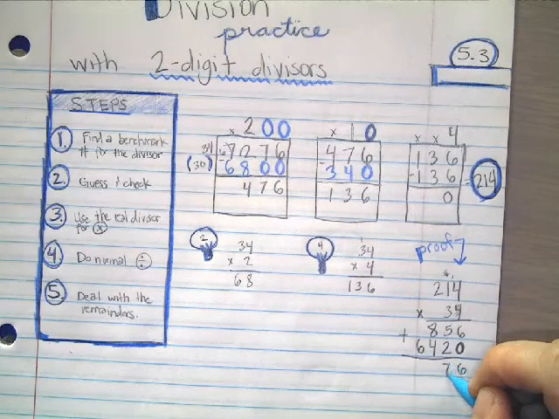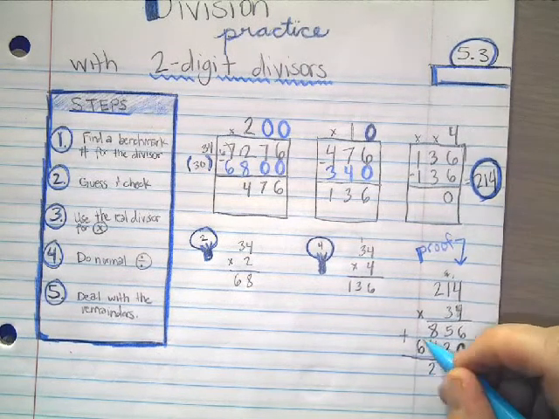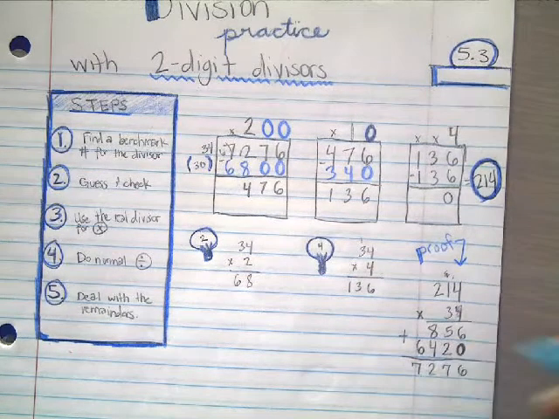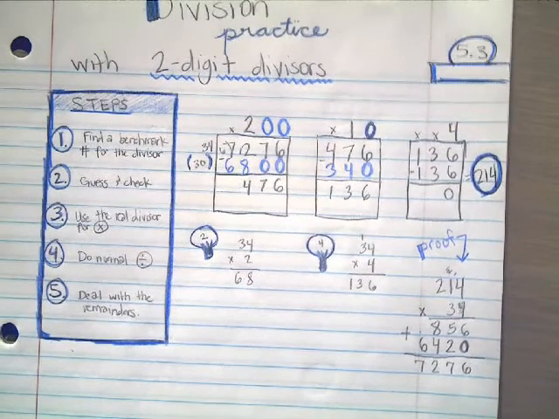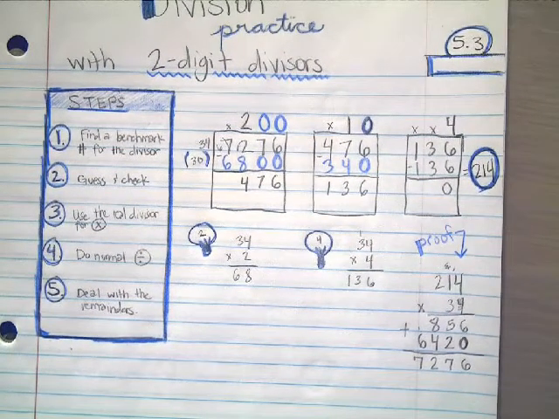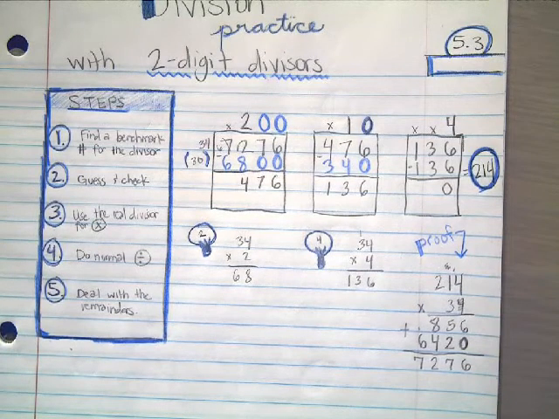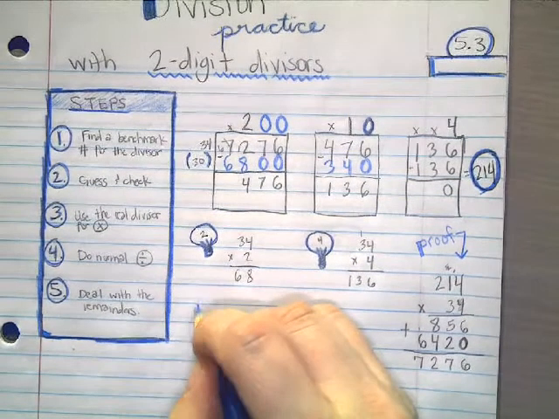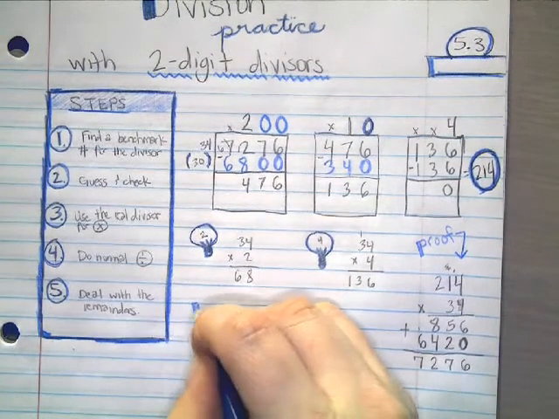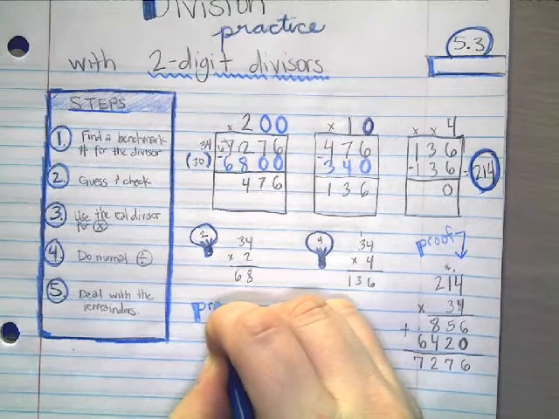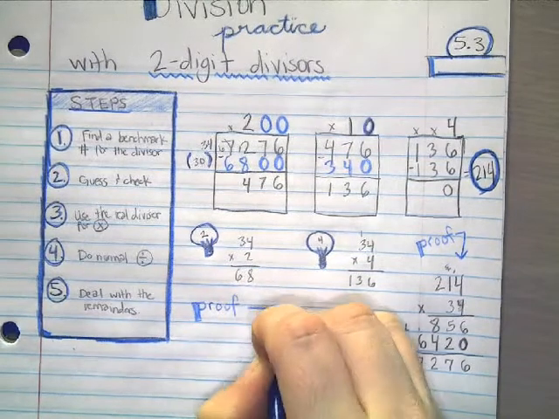See if you got the same partial products as me. I did. I got the dividend, 7276. Okay, so again, we're going to write the word proof over here.